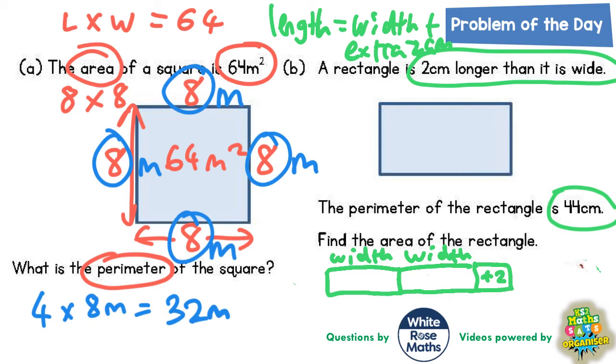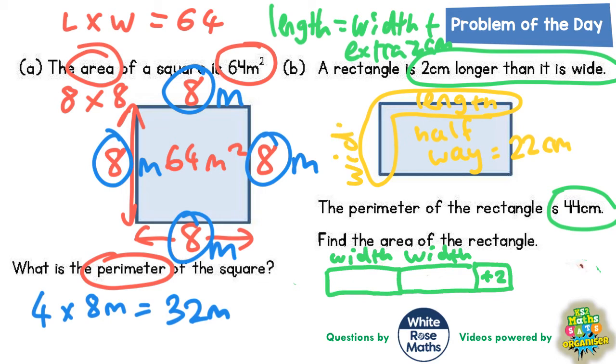But we know that the perimeter of the rectangle is 44. Now remember, 44 is all the way round the outside of the rectangle, but if all the way round is 44, then halfway round must be 22. So halfway equals 22 centimetres. And remember, halfway round is one of the lengths plus one of the widths.